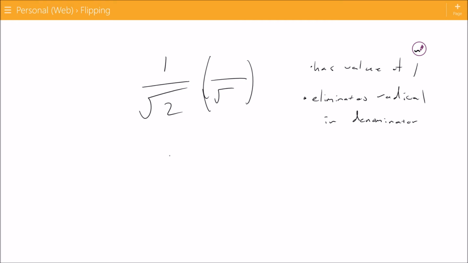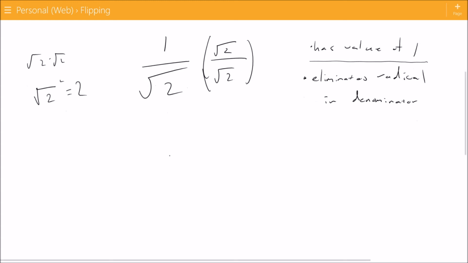So if I multiply this by square root of 2, well, square root of 2 times the square root of 2, that's just the same thing as the square root of 2 squared, which in this case is just 2. So if I can multiply the denominator by itself, and again, I have to have multiplied this by something with the value of 1, otherwise I change the value of the number. Square root of 2 over the square root of 2 is 1.